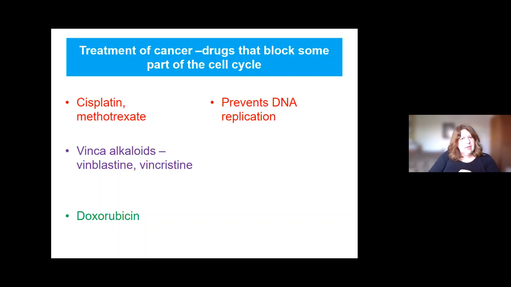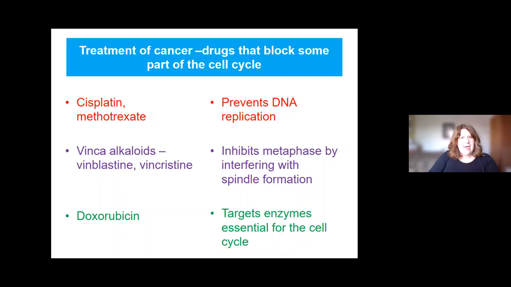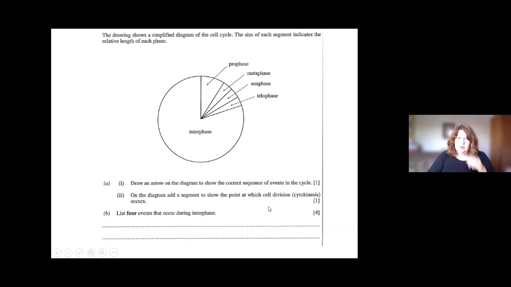So cisplatin and methotrexate prevent DNA replication. So what you want to be thinking about is how this will affect the part of the cell cycle. If we can't replicate DNA, then that's the S phase in interphase stopped. If we interfere with spindle formation, as these drugs do here, then we can't have metaphase. So again, it'll interfere with the cell cycle. And then the last drug here will target enzymes, essential again for the cell cycle. So they target different parts of the cell in an attempt to block the uncontrolled growth.